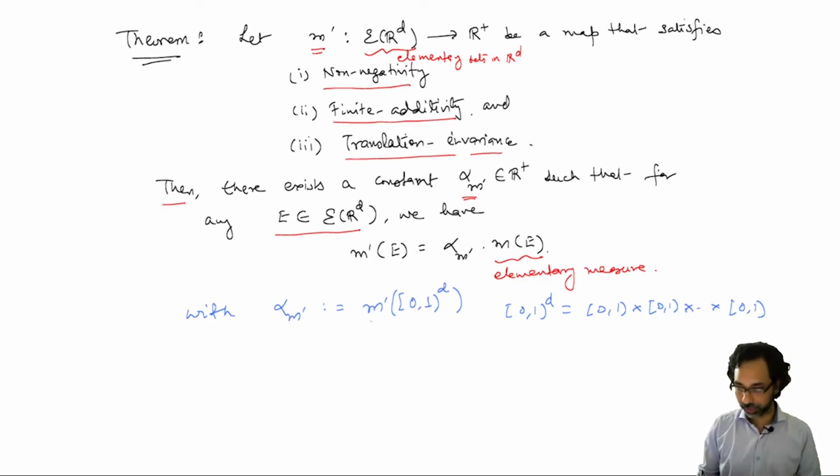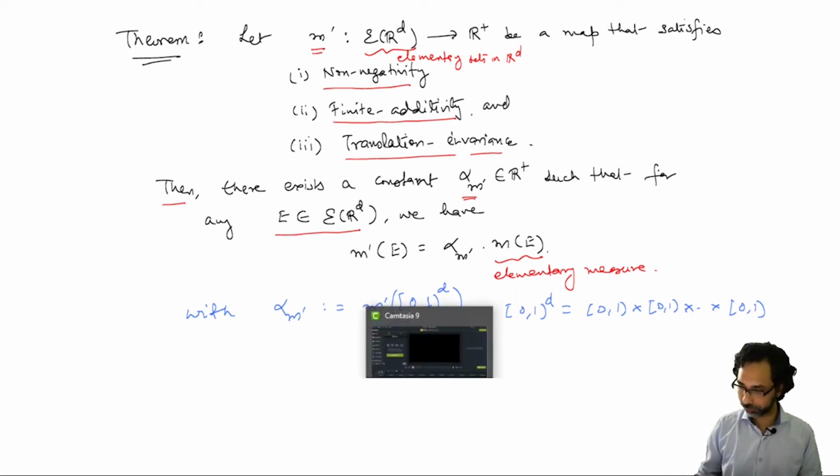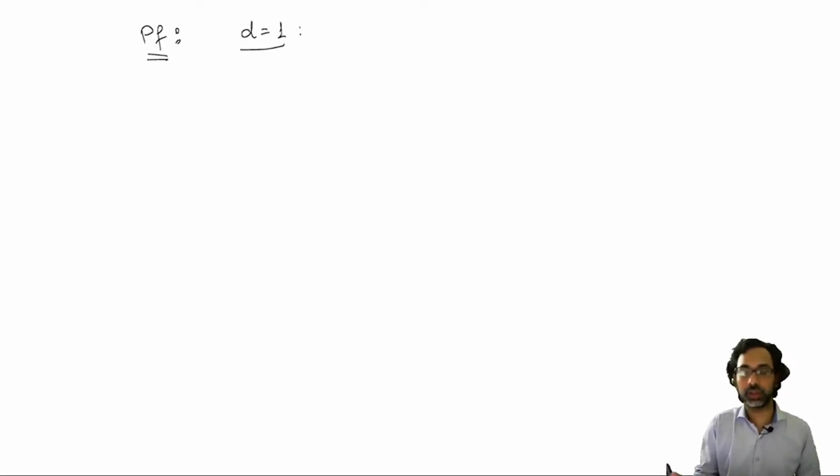So our alpha M prime is simply whichever number you have assigned via M prime to this hypercube [0, 1) to the D. So let's see the proof. I will only prove it for D equal to 1 again, so for subsets of the real line, and I will leave the general proof for arbitrary dimensions as an exercise. So let's do this for D equal to 1.